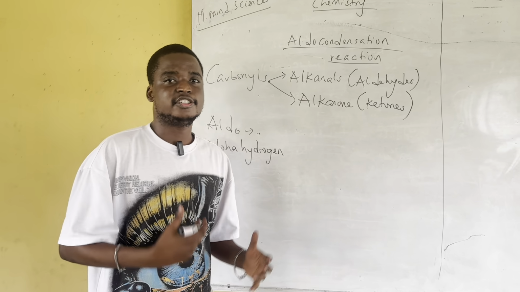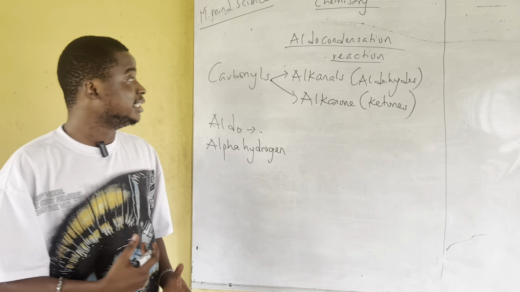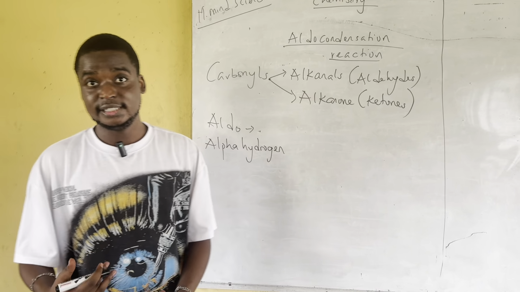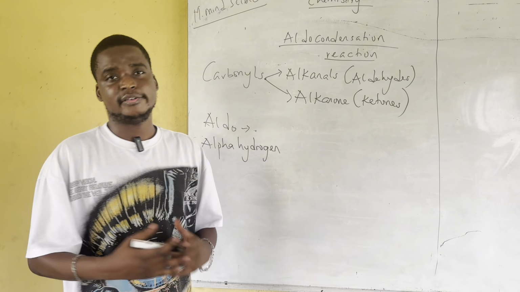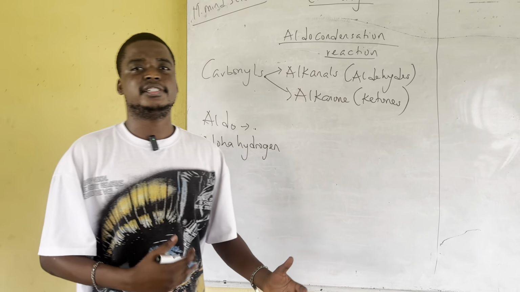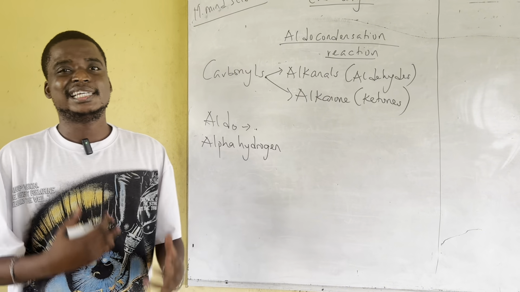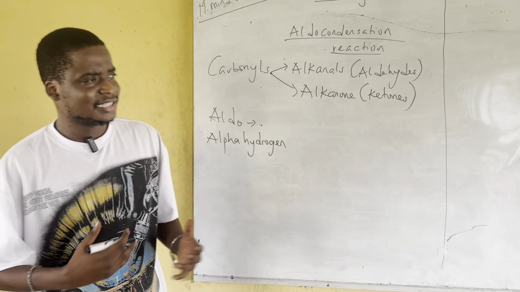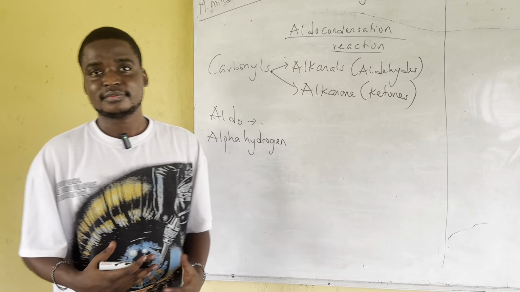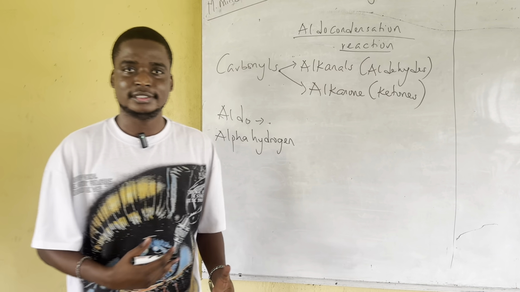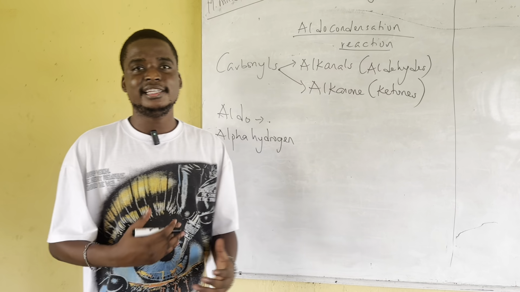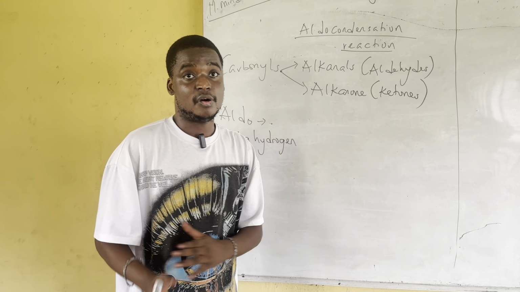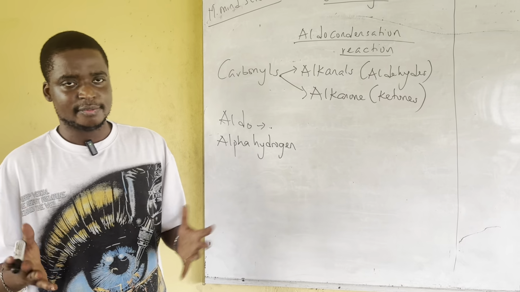For an aldol condensation reaction to occur, you need two carbonyls, of course. Out of those two carbonyls, one of them must have an alpha hydrogen. Now, what do you call an alpha hydrogen? An alpha hydrogen is a hydrogen that is attached to an alpha carbon. So what is an alpha carbon? An alpha carbon is any carbon that is connected directly to a carbonyl carbon in an aldehyde or an alkanone. Let me show what I mean.